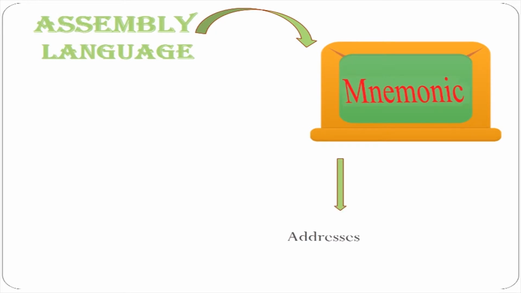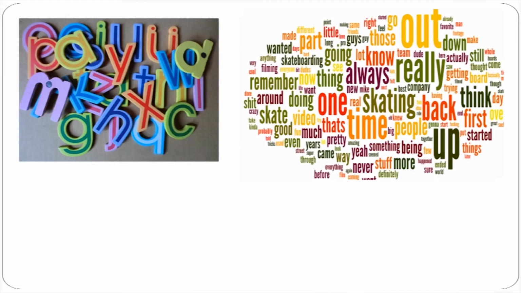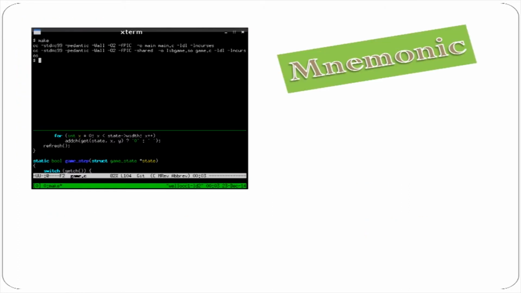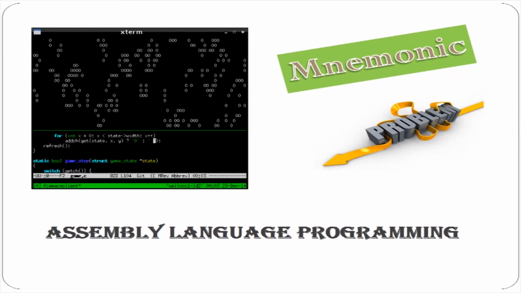Assembly language means to use mnemonics for addresses and data as well as for instructions. It is a language which uses English words called mnemonics. A mnemonic is just a letter group, which is usually initials or a shortened form of English words for the operation performed by the instruction. For example, the mnemonic for subtract is SUB. Writing programs using mnemonics to solve specific problems is called assembly language programming, ALP.